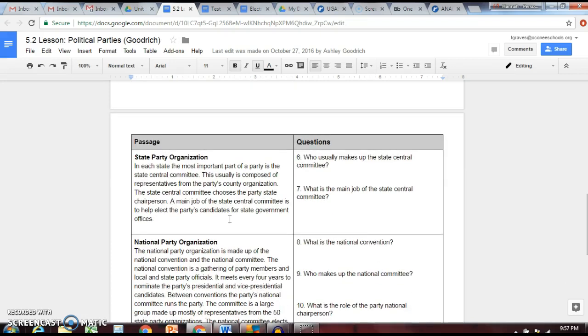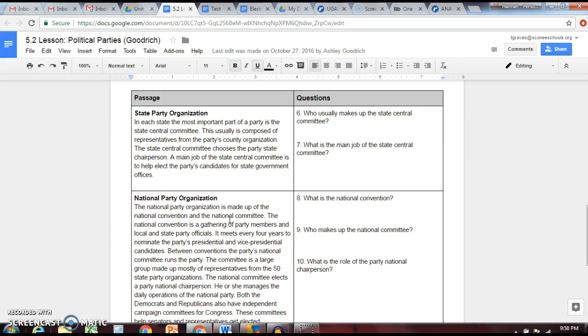That's what we call a state central committee. And that's where you have several representatives of each county organization. So each of the counties in the state, each of those county committees will then send at least one representative from their county to the state central committee. And then the largest unit of the political party would be the national party.